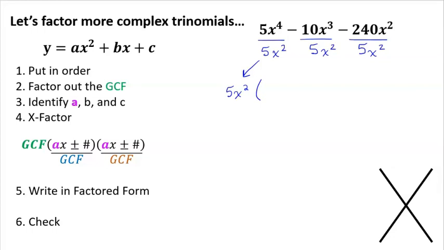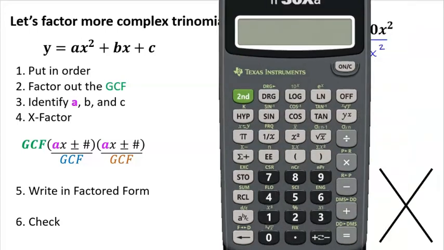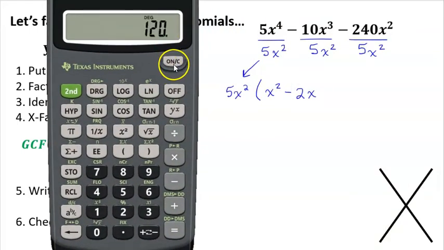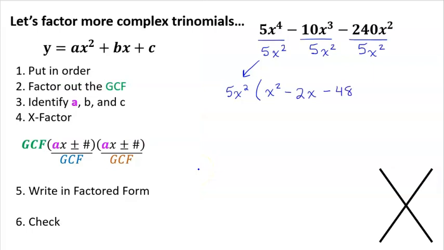5 divided by 5 is 1, and then 4 minus 2 gives me 2. Negative 10 divided by 5 is negative 2. 3 minus 2 is 1. And then negative 240 divided by 5, I'm just going to use my calculator. Clear it out. I put 240, then I make it negative, divided by 5 equals negative 48. And then these x's are going to cancel. 2 minus 2 is 0, and so we don't see it anymore.